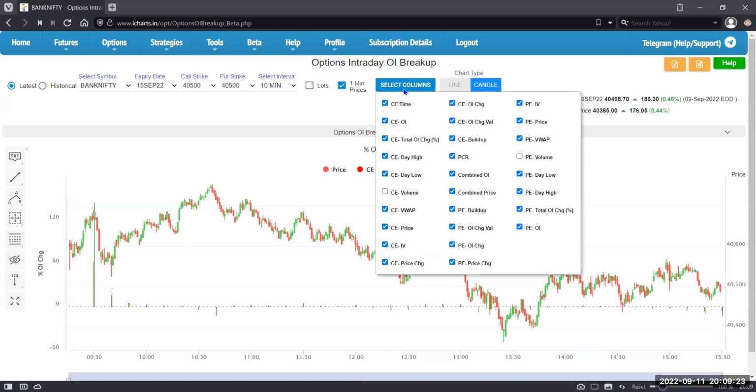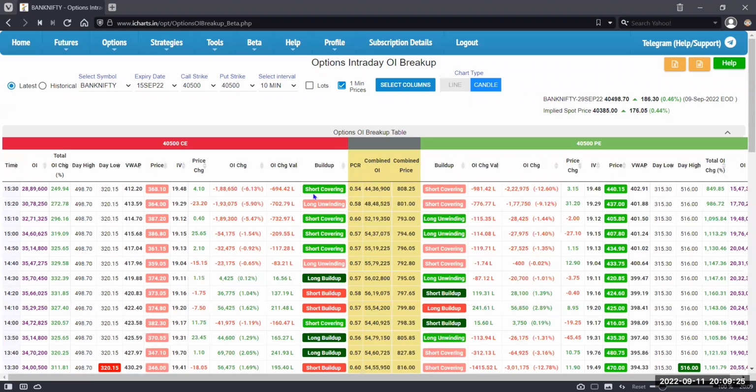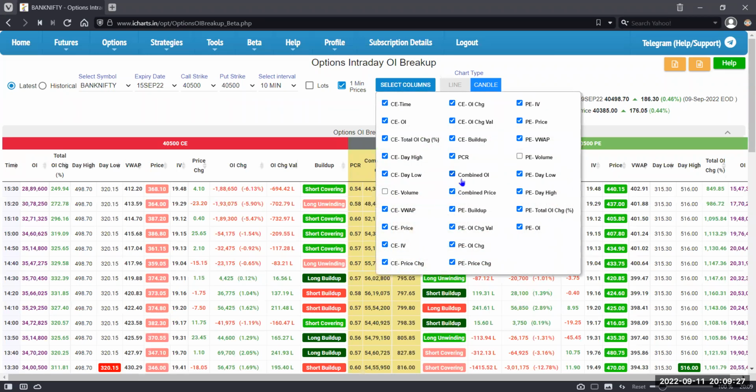And in this data table, you can hide any columns you don't want, you can just disable those.